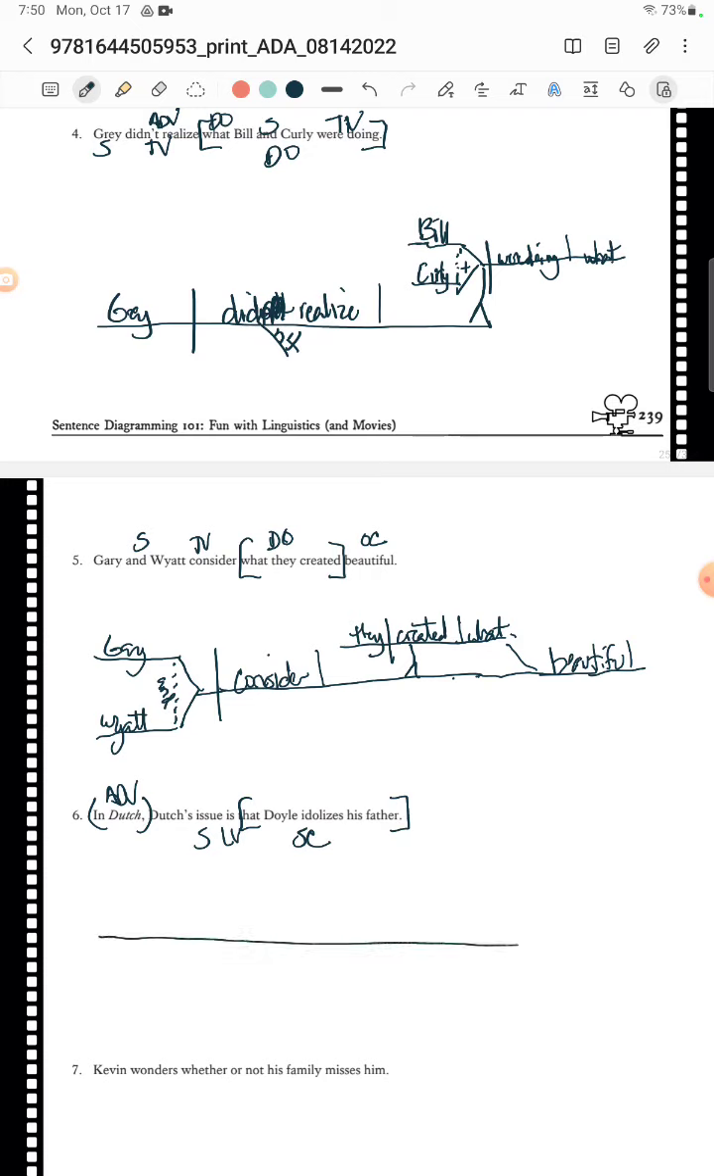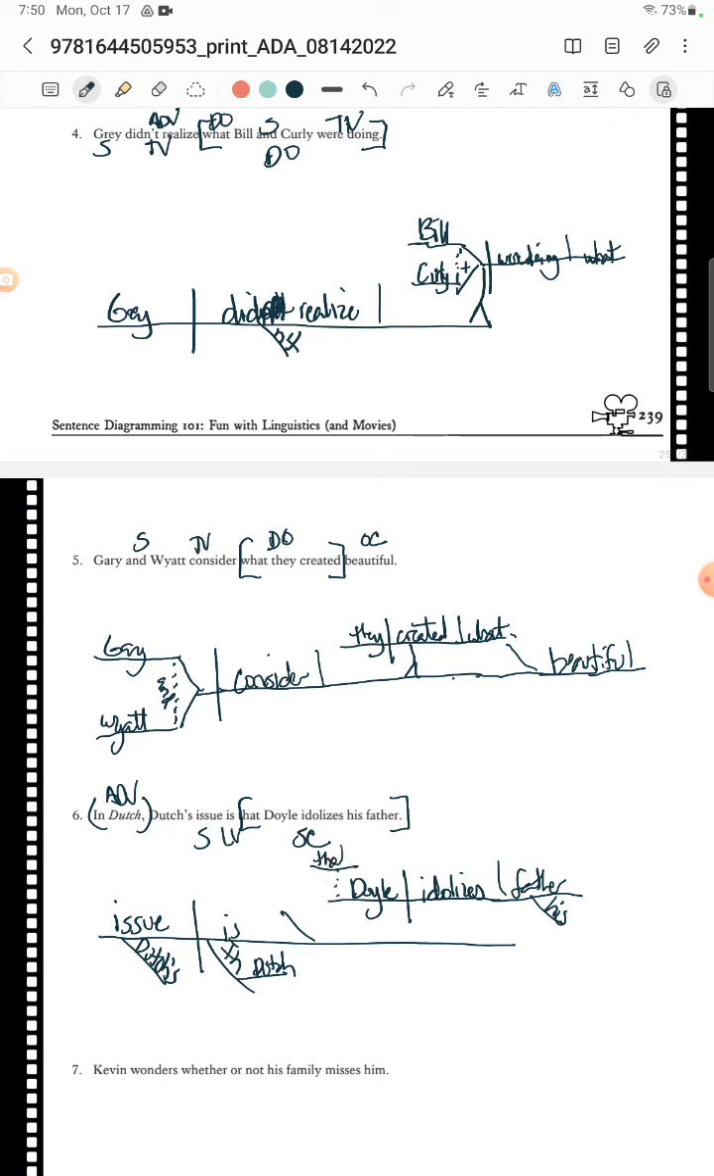So let's see what we have. We have issue. Whose issue? Dutch's issue. Is, and then is where in Dutch. Is what? Is this whole thing, right? Doyle idolizes. Idolizes who? The father. Whose father? His father. But then we have this weird that, right? Expletive that. And then that whole thing goes on a stand in the subject complement spot.